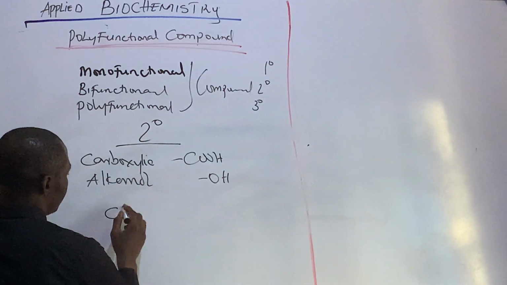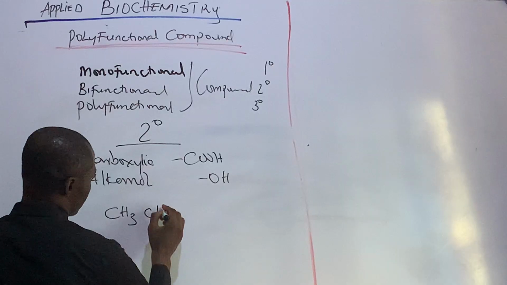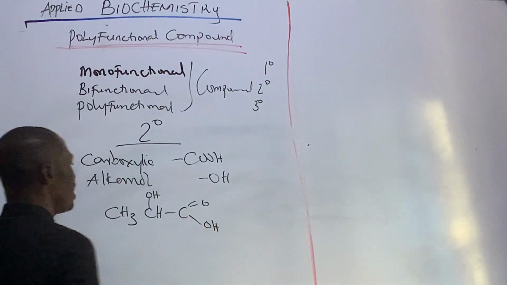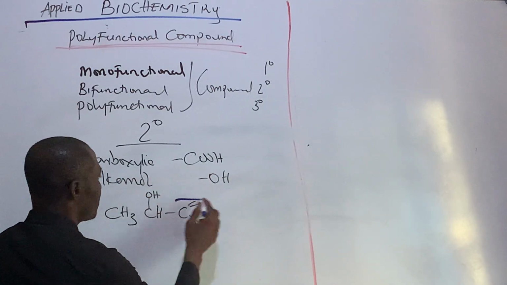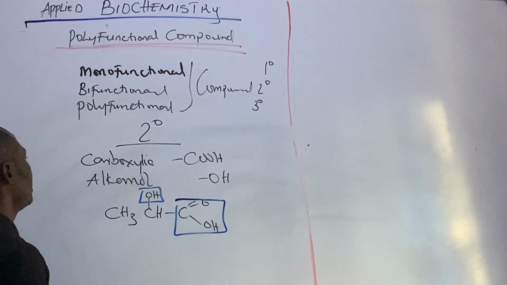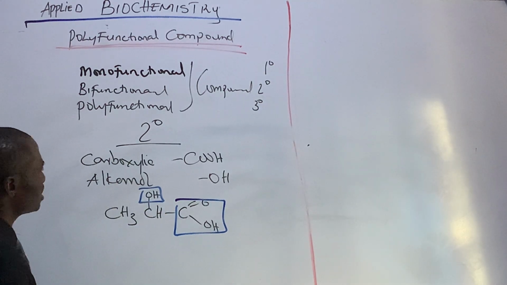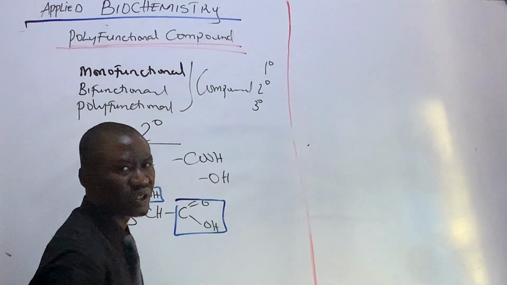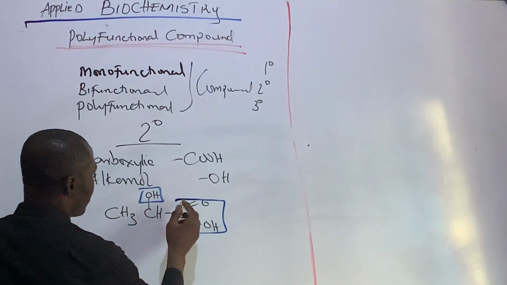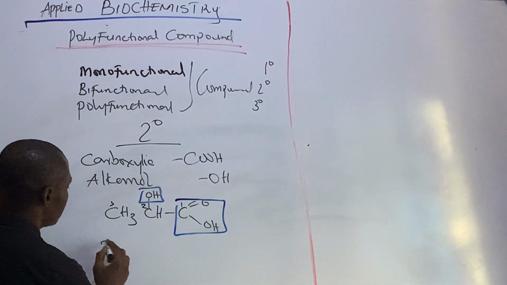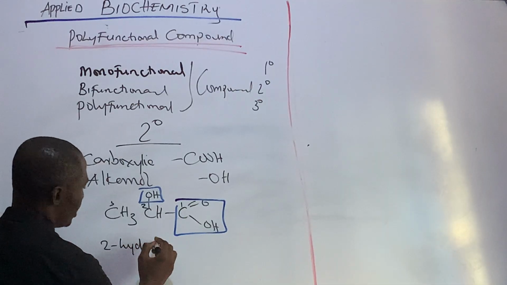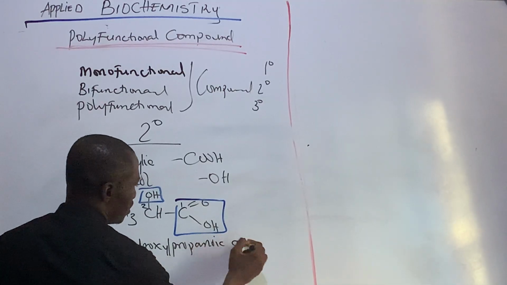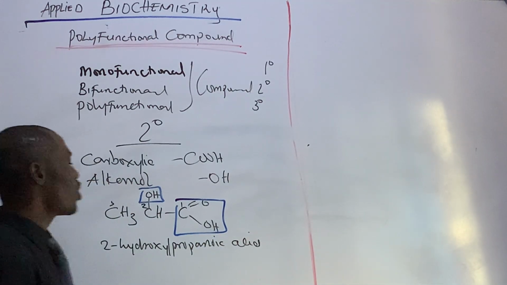Let's have this molecule. Now, notice that you have this functional group there, and you have this functional group. This is called the hydroxyl, and this is called the carboxylic. Now, to name this compound, you need to give priority to the carboxylic functional group. So I'm going to start naming from here, 1, 2, 3. So this is 2 hydroxyl propanoic acid. This is 2 hydroxyl propanoic acid.